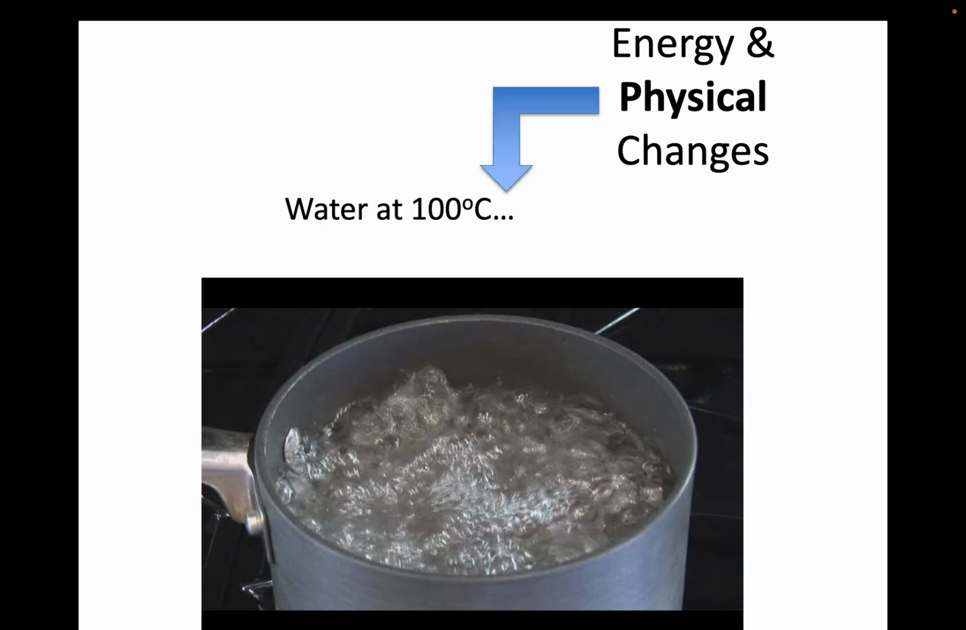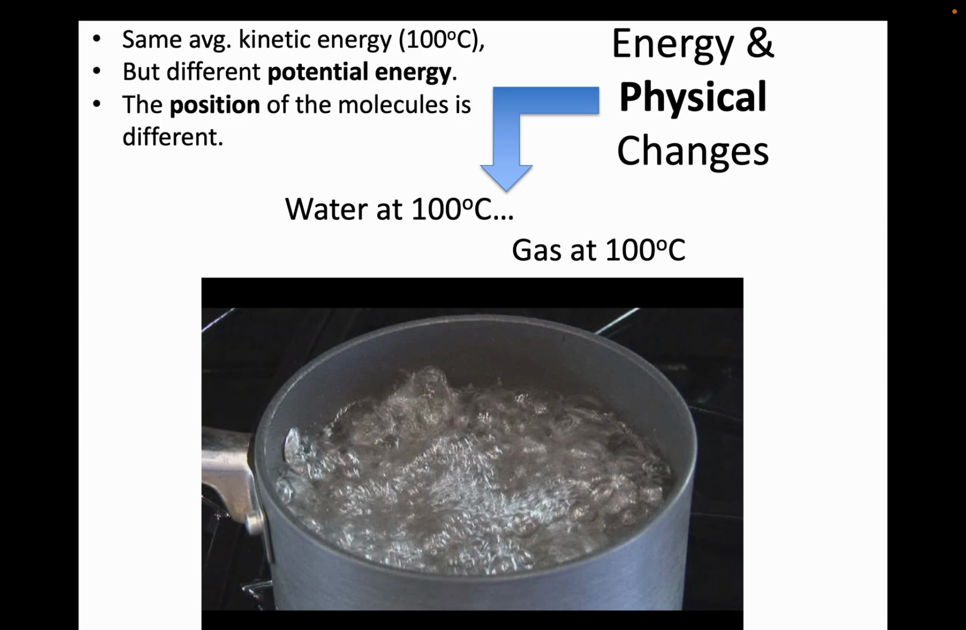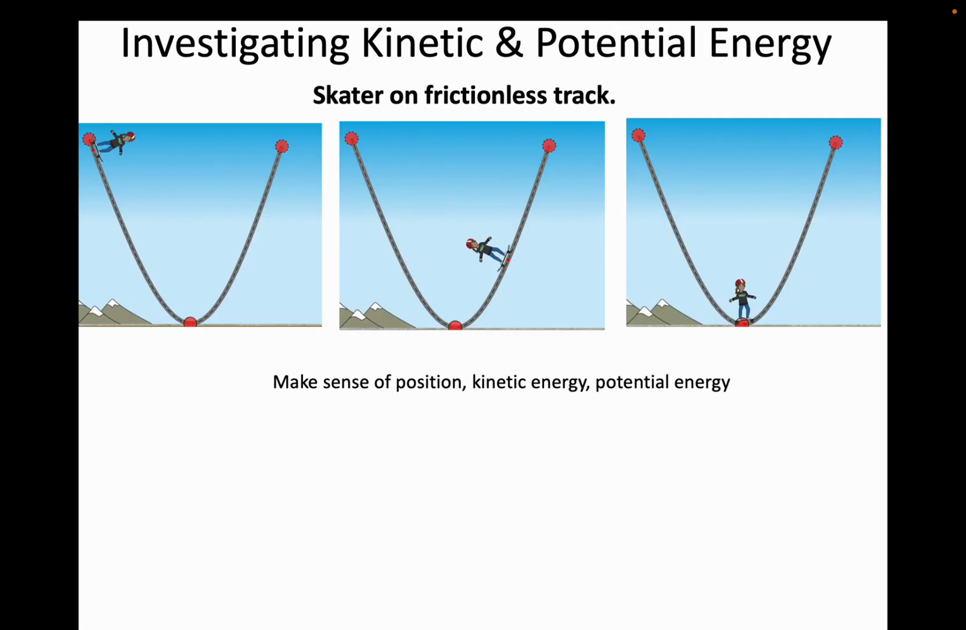Back to that pot of boiling water. If you raise the temperature of the water to 100 degrees Celsius, it'll begin to boil. It goes from the liquid water at 100 degrees Celsius to the gas. The gas is also at 100 degrees Celsius during this phase change. So if they're both at 100 degrees Celsius, they both have the same average kinetic energy. But what's different is the potential energy. The position of the molecules is different when we consider H2O as a liquid and H2O as a gas. Learning more about the potential energy, that's an important goal for us.